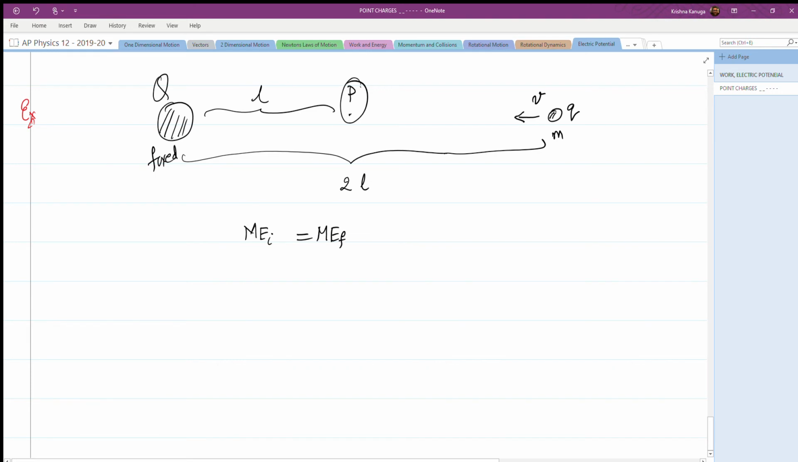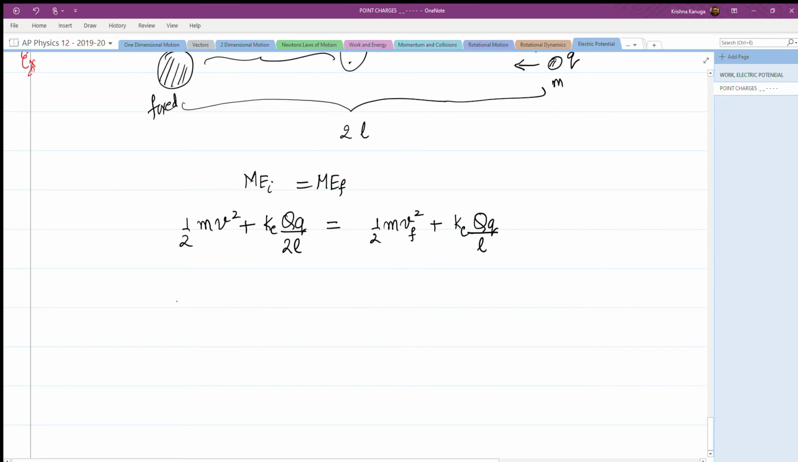Now, when the charge is at a distance 2L, it's moving with speed v. So we know the mechanical energy in the beginning is going to be 1/2 mv squared plus the potential energy term, which is kQq over 2L. Now, when it is at P, the kinetic energy term will be 1/2 mvf squared, and then plus kQq all over L.